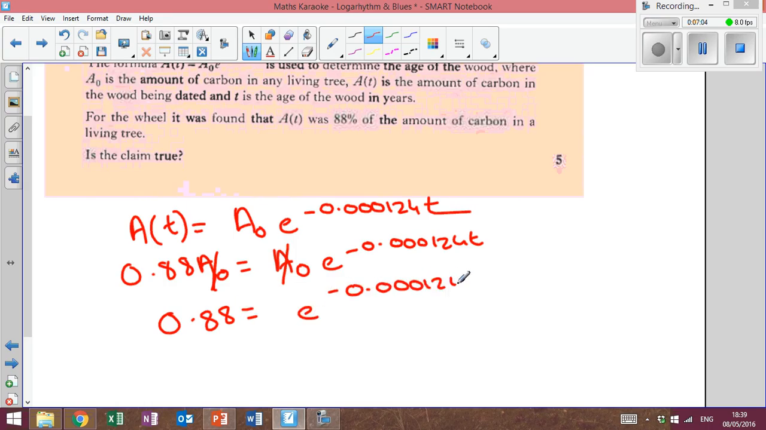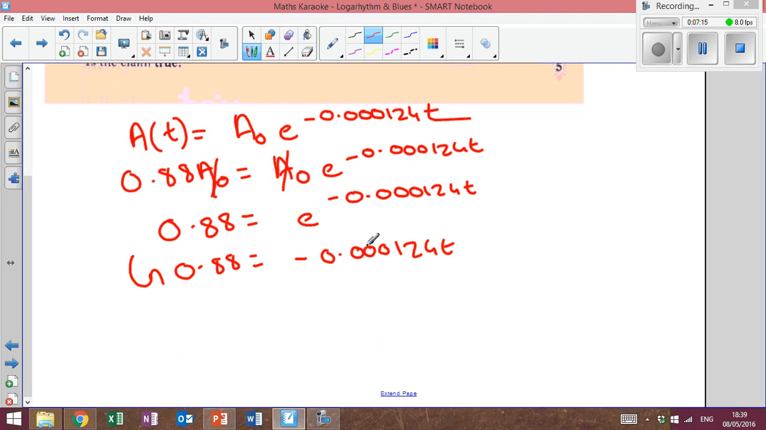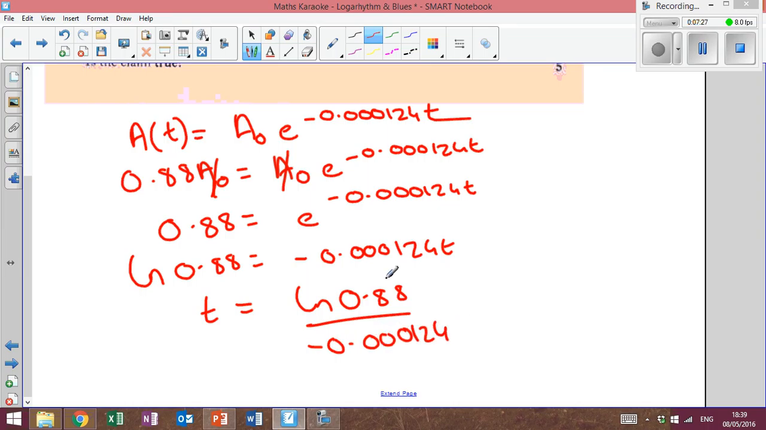Okay, and then we're just doing a straightforward solve, so the natural log of 0.88 is equal to negative 0.000124t. So the time is going to equal ln 0.88 all divided by negative 0.000124, which comes out at, well, to the nearest year, 1,030 years.